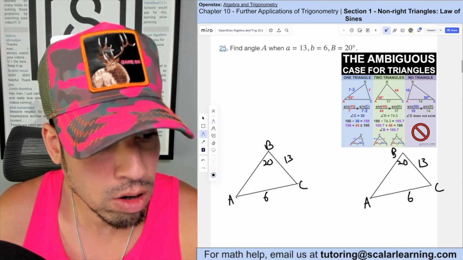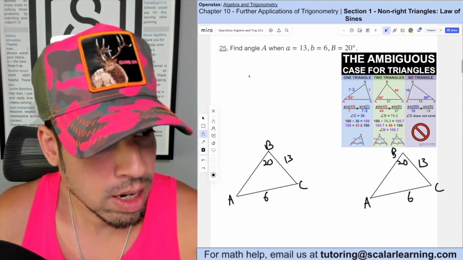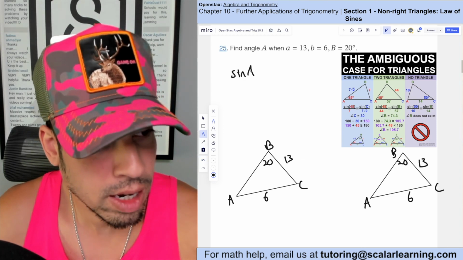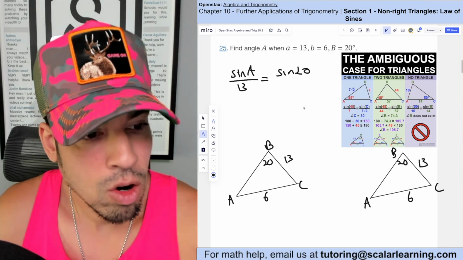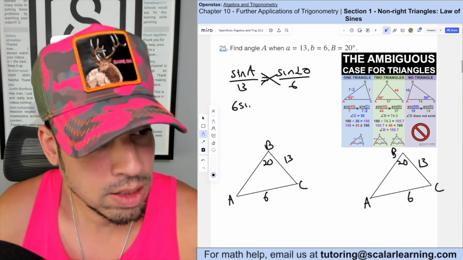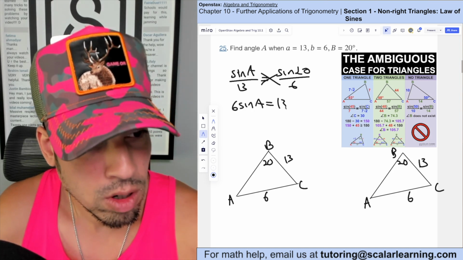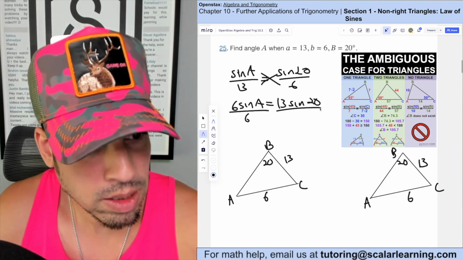Now we're going to start by solving for angle A. That's because we have that opposite side there. So we can say sine of A over its opposite side, 13, is equal to sine of 20 over that opposite side, which is 6. Then we can cross multiply. We got 6 sine A equal to 13 sine of 20. Then we're going to divide both sides by 6.